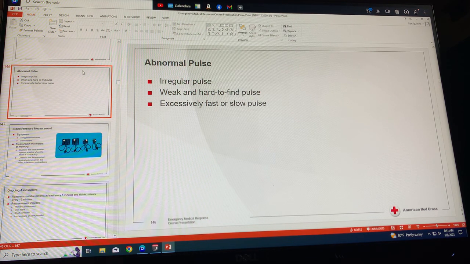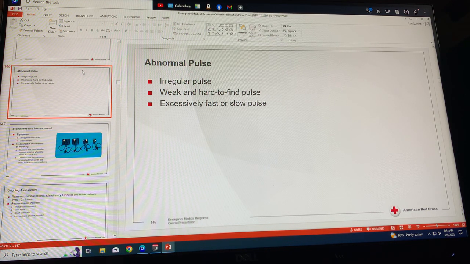All right, next slide, we're dealing with abnormal pulse, okay? So an irregular pulse, it's kind of self-explanatory. You have an irregular pulse, and you have something going on there that should be taken seriously.